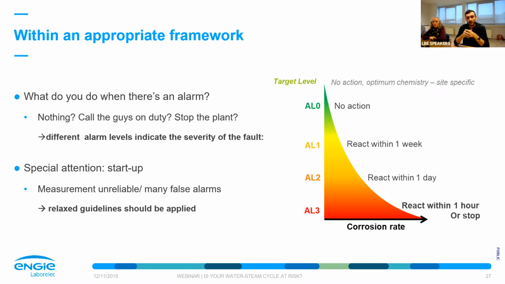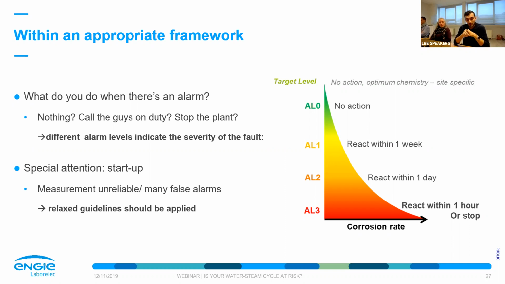We like to use 3 alarm levels at Laborelec, from 1 to 3, and we associate a time frame to react to those alarms. Alarm level 1 is not a very bad thing, so you can react within a week. Maybe a slight deviation on the measurements, it's not a big issue. But alarm level 3 is a major issue, and it's really threatening your plant integrity. So you need to shut down the plant if you cannot find a solution very quickly.